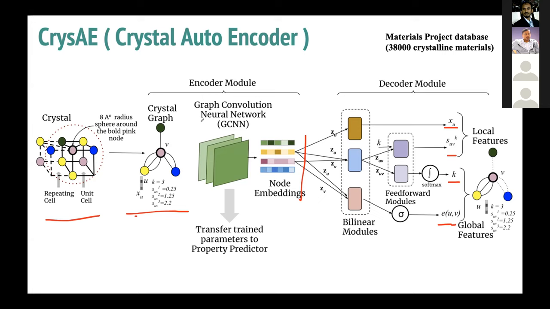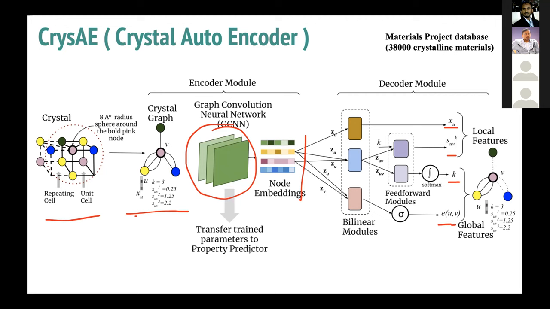And we painfully collected this crystalline material science data. There is a Materials Project from where we collected 38,000 crystalline materials and trained the system and got the initial weights of the graph convolution neural network. So now these weights are transferred to the property predictor.